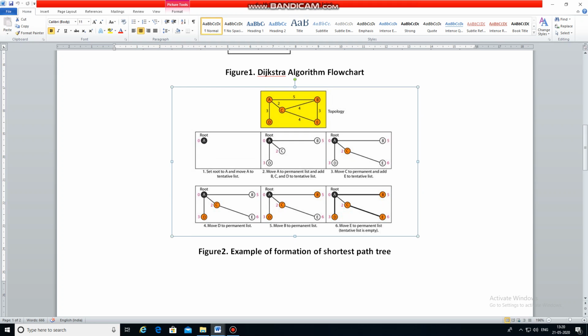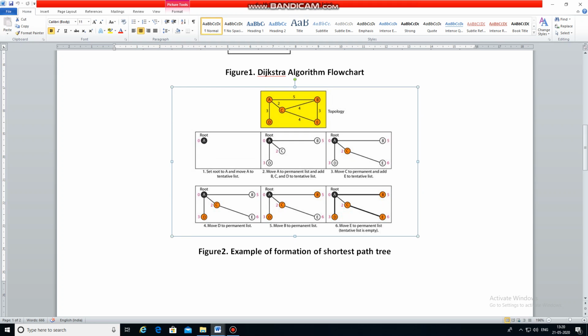So we move C to the permanent list and add E to the tentative list, because from C we have a direct connection to E. Now we have A as permanent and C as permanent, right? After that, move D to the permanent list, right? Instead of B we are adding D. The reason is that D has less cost compared to B, so we add D, right?